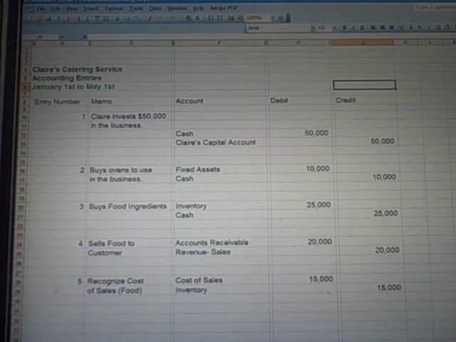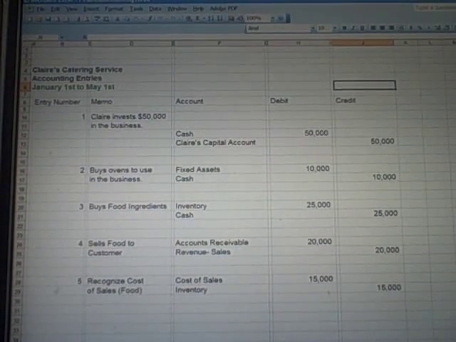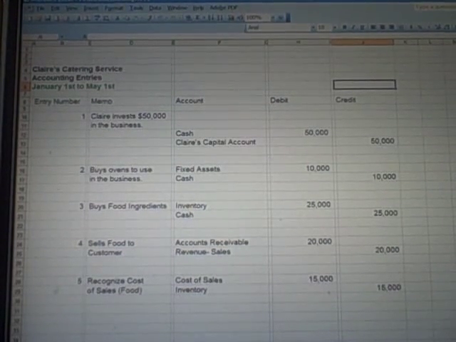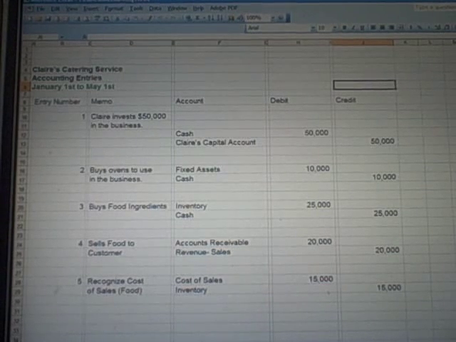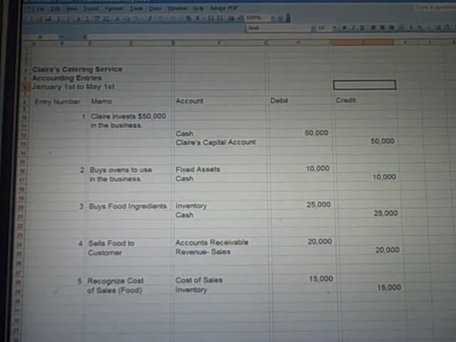Number 4, she sells food to customers. She hasn't been paid yet, so she has a receivable, which is an asset. We increase it by debiting. And she has revenue or sales. That is an entry as a credit, and we'll find out on the next lesson that revenue is increased by crediting. And finally, she sold some stuff, so she's got to recognize the cost of the stuff that she sold. She's got cost of sales, an expense account, which is a debit. We'll explain that later. And her inventory went down $15,000.